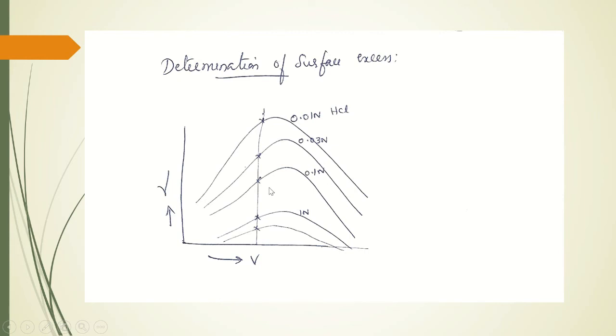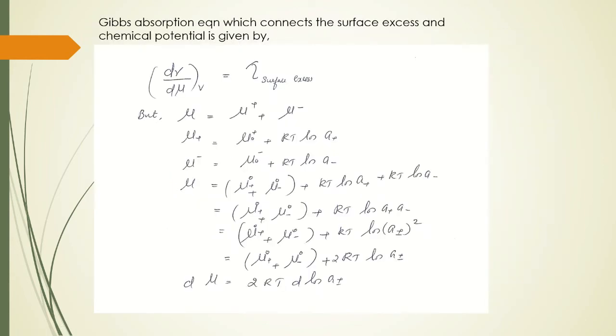The equation connecting the surface excess and chemical potential is given by the Gibbs adsorption equation. d gamma divided by d mu at constant potential V is equal to tau. Tau means the surface excess. So this is a basic thermodynamic equation that we use to calculate the surface excess of the electrode-electrolyte interface.